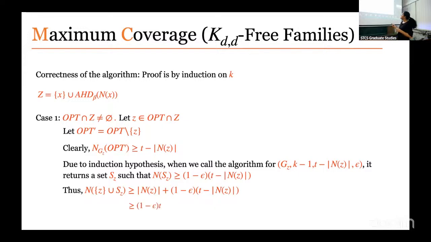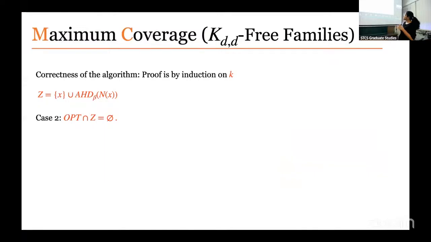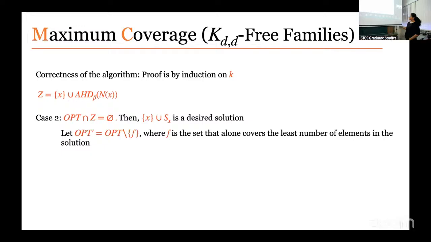Okay. Now let's look at the case when it does not intersect. In some sense that is our intuition: if opt does not contain anything from the Z, then even the highest degree vertex X is good enough for me, because whatever is in the opt, you don't have a large intersection. So X union Sx is a desired solution. We want to say that.